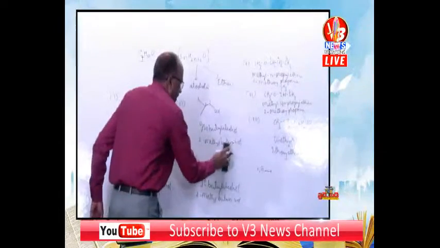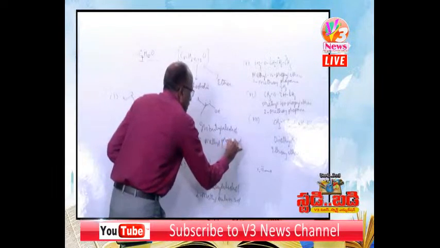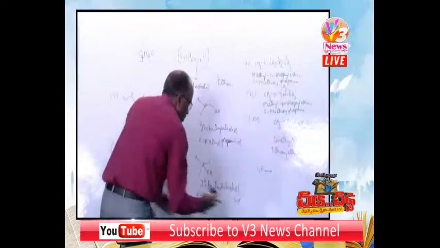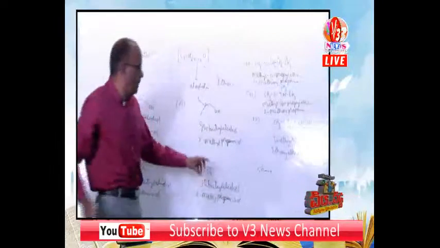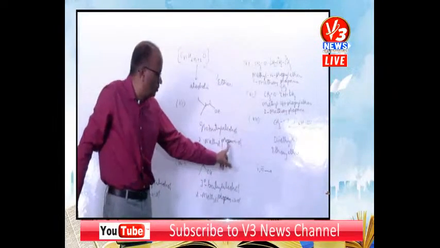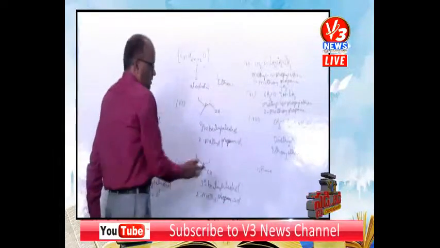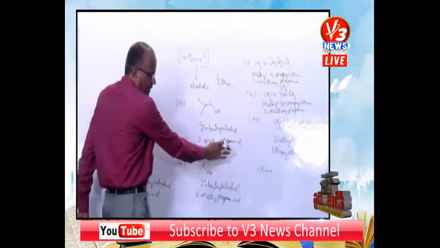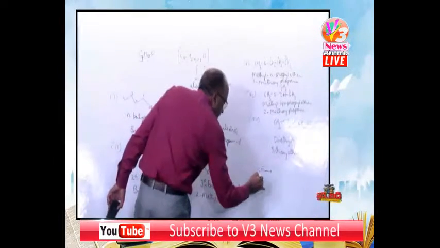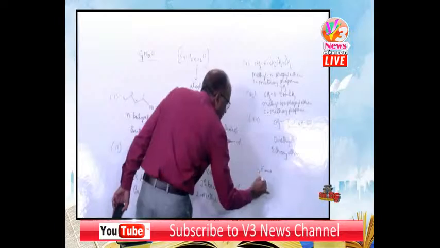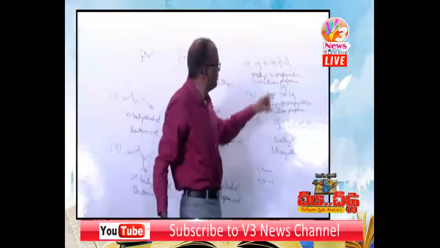So I made a mistake here. This is 2-methyl propan-1-ol. This is propan-2-ol. Okay. Now you observe this one, 2-methyl propan-1-ol, 2-methyl propan-2-ol. Here also there is difference in position, that is why these two are what type of isomers? Positional isomers. These two.